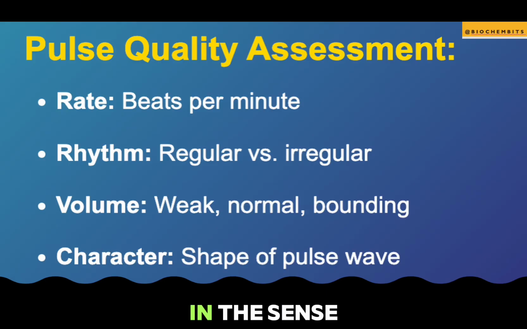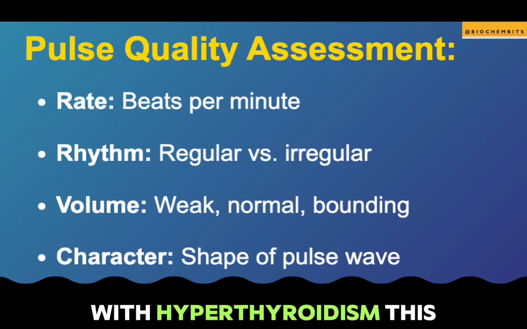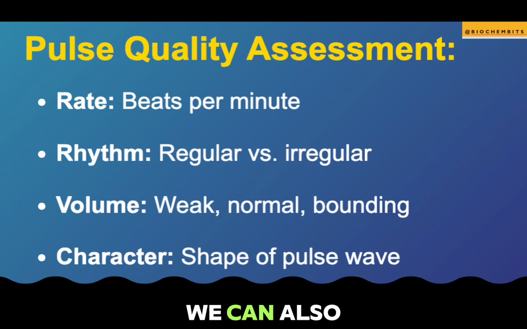We can also look at it in the sense of volume. What's the volume? How weak is it? How normal is it? Or how bounding is it? For example, a weak pulse may suggest that there is poor cardiac output or an arterial occlusion, something obstructing it. A bounding pulse may mean that there is high stroke volume, and this may be something like an aortic regurgitation, where something is coming back, like an opposing force. So let me put it that way. And people with hyperthyroidism can also display a bounding pulse.